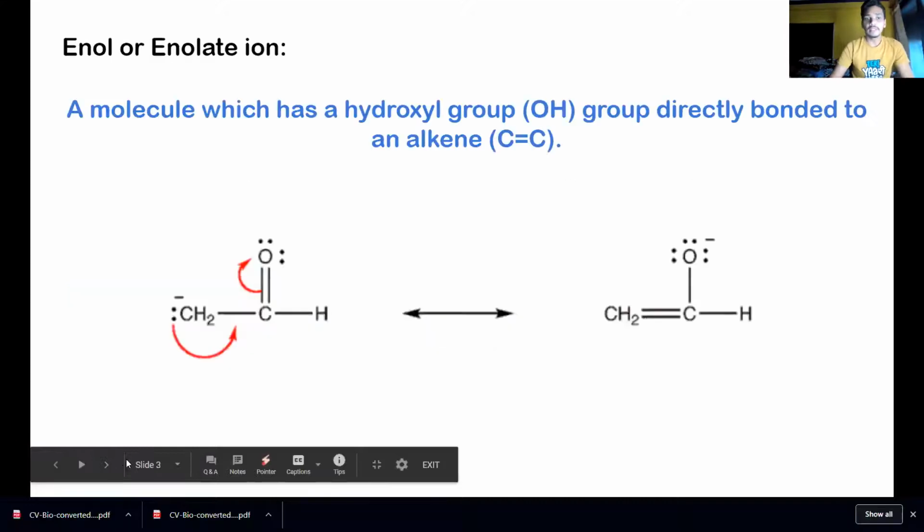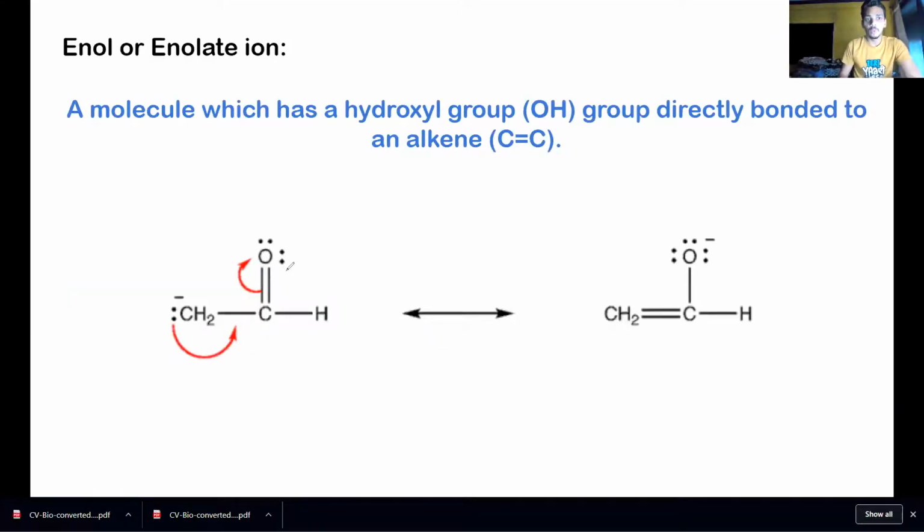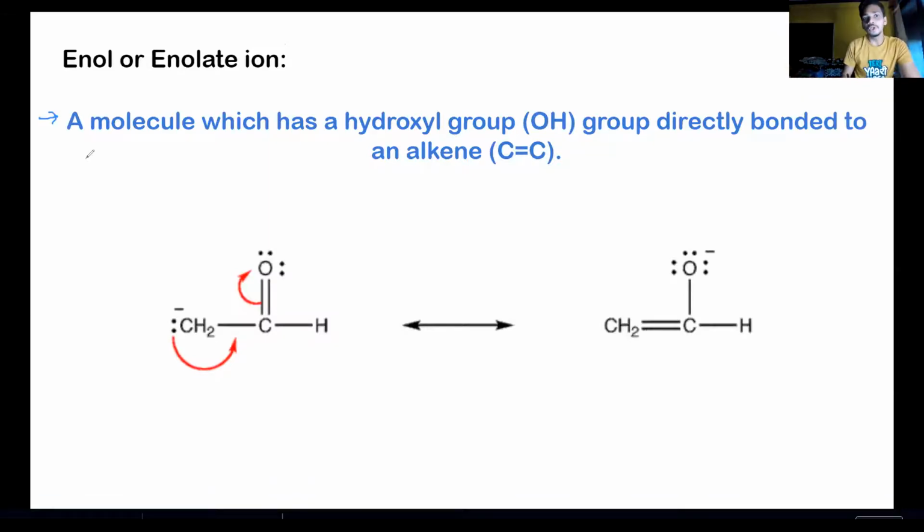Okay, so we have considered here what an enol is. An enol is a molecule which has a hydroxyl group, that is an OH group, directly bonded to an alkene. Means a carbon-carbon double bond is there and it is attached to the OH group. It is called enol, which stands for alkene and OH, that is alcohol. And then the enolate ion. If I draw the structure like this, a carbon-carbon double bond is there. This is an alkene, but one of the carbons is attached to the OH. It's called an enol.